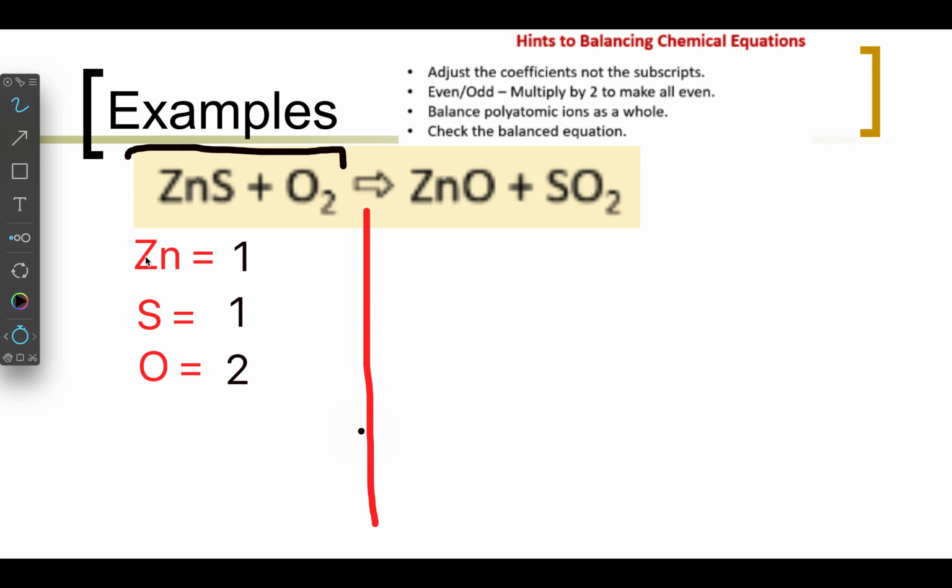So now we're going to go over here and do the same thing. So we have zinc. Let me make this all the same color. Hate my life.